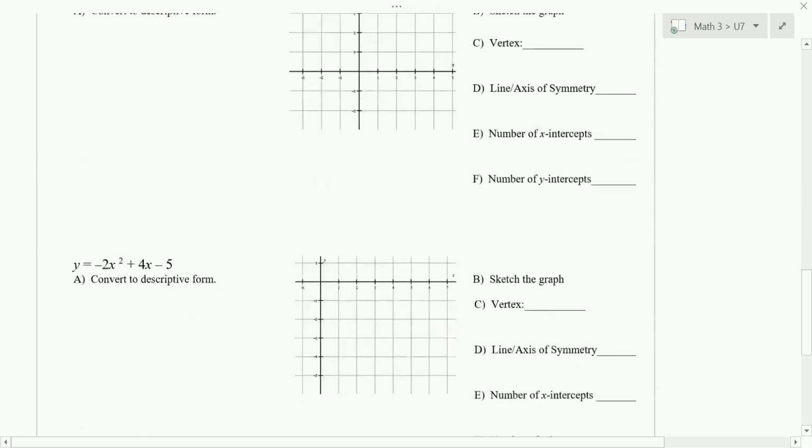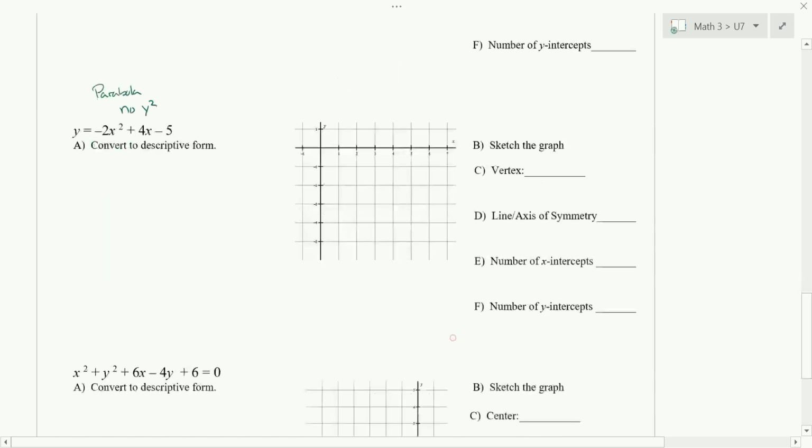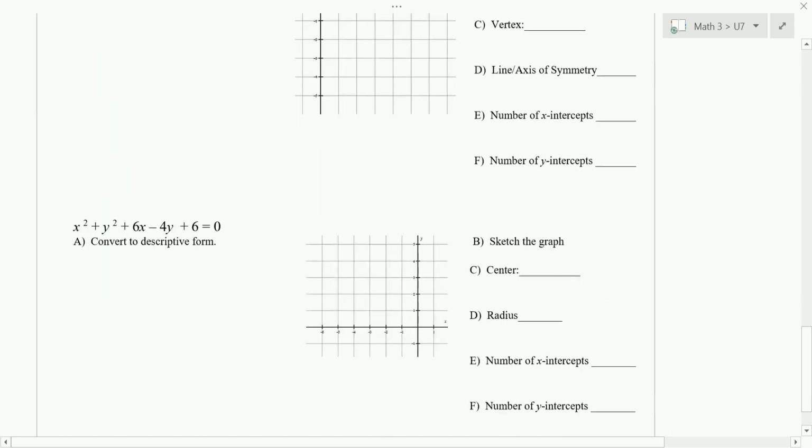How about the next one? This is also a parabola. Are these all parabolas? Because there's no y squared here. How about this one? This one we know is a circle because it's got both the x squared and the y squared. That's what gives it away, okay?